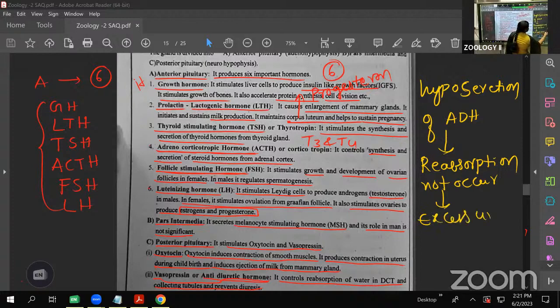This condition is called diabetes insipidus. I'm writing it here. See.